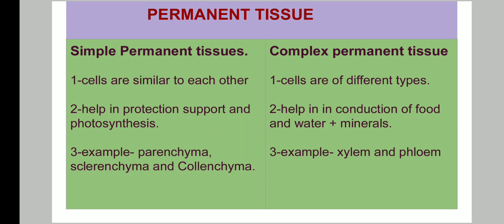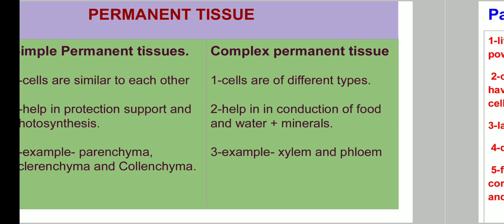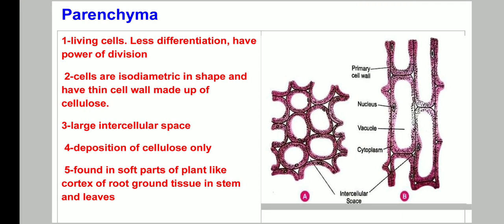Then after, simple permanent tissues help in protection, support and photosynthesis specifically, and complex permanent tissues help in conduction of the substances. What substances? Food and water plus minerals. And examples: parenchyma, sclerenchyma and collenchyma are the examples of simple permanent tissue, and xylem and phloem are the examples of complex permanent tissues. Now let us discuss parenchyma.